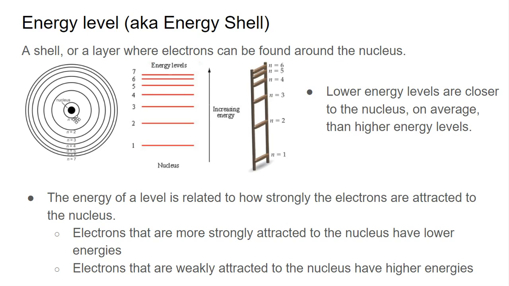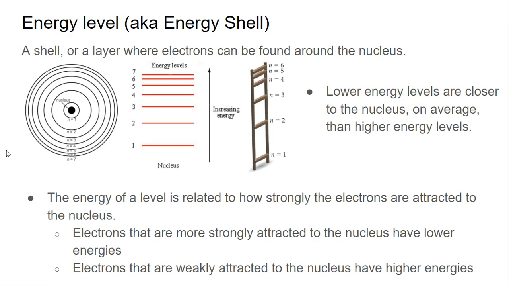Notice the nucleus is in the middle, and then it says n equals 1, n equals 2, n equals 3, and so on. The first energy level is the energy level closest to the nucleus. The second energy level is the next farthest energy level out. The third, the next farthest out after the second, and so on.